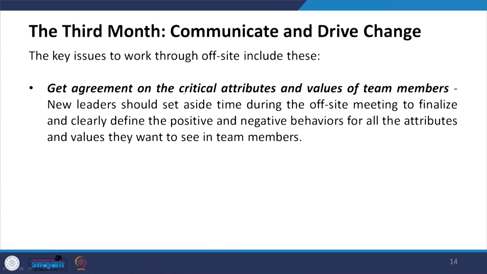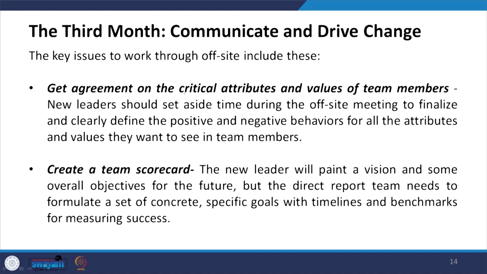So get an agreement on the critical attributes and values of team members. Interact with the team, and assign time during the offsite meeting to finalize and clearly define the positive and negative behaviors for all the attributes and values they want to see in team members. Now it is time to tell what you are looking for amongst your team members, what the positive attributes are and what the negative attributes are that you do not want.